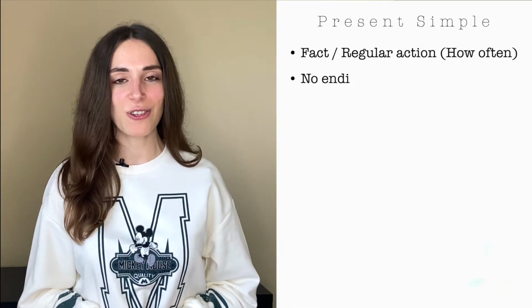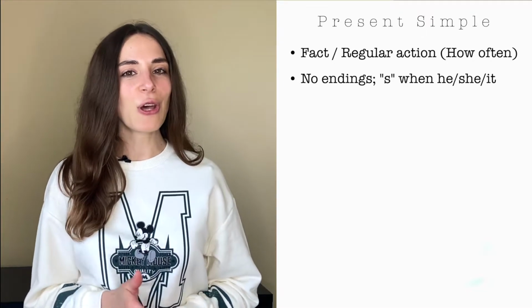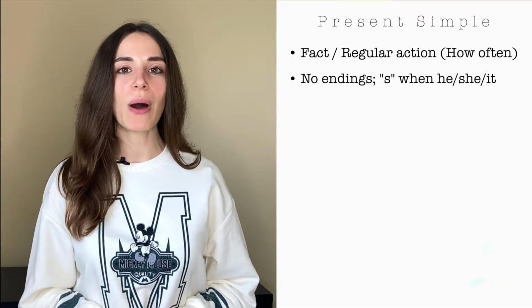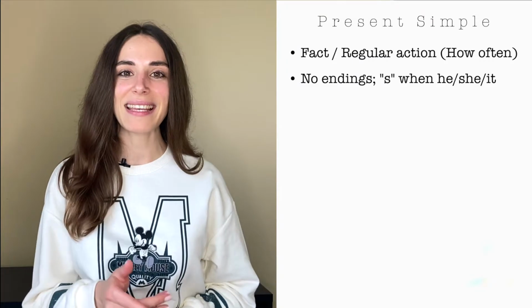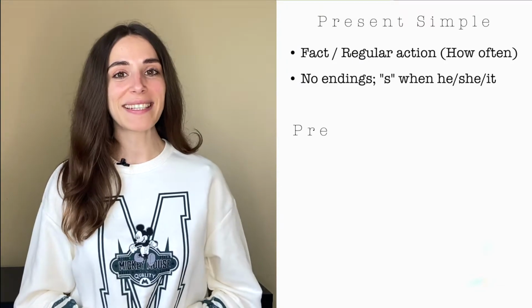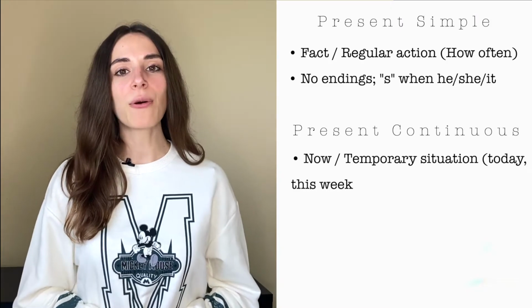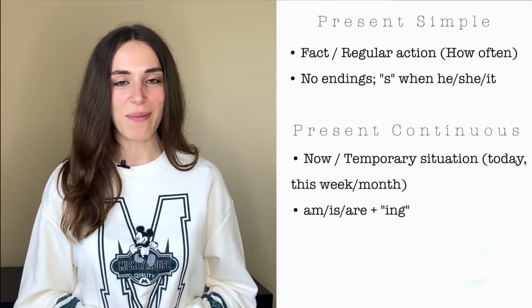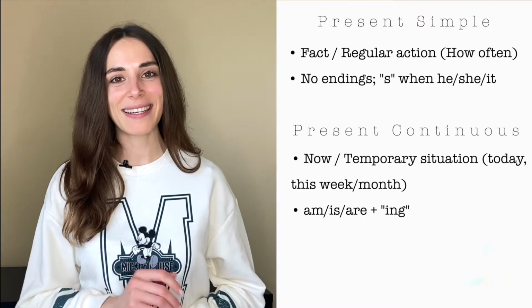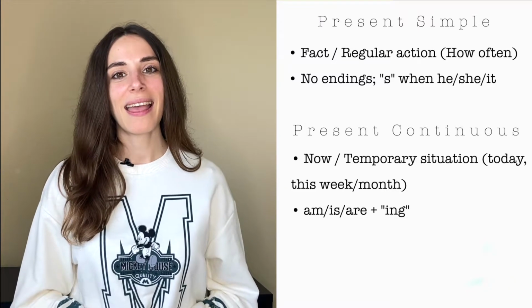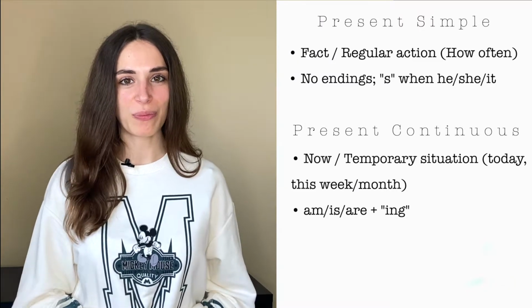So, present simple. A fact or a regular action. How often? No endings, only s when it's about one person or one thing, that is he, she, it. Present continuous. An action that is happening right now and only for some specific period of time. Today, this week, this month. Am is are plus an ing form. Let's move on to the next tense.